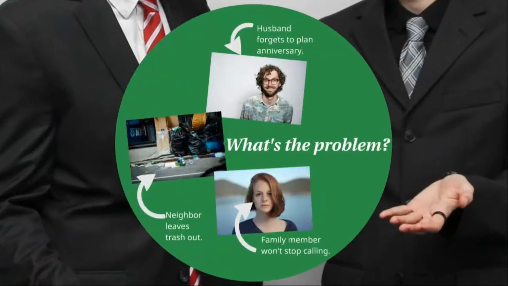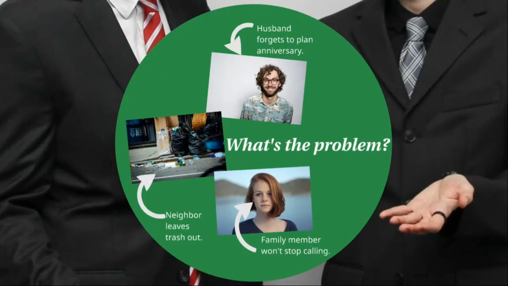The first step to resolving conflict is to identify what is causing the conflict. Think about the problem you're facing. We'll use a few scenarios here. 3 potential conflicts are that your husband forgot to plan your anniversary celebration, your neighbor left the trash out all week, or your family member won't stop calling. It is helpful to think about what is causing you turmoil in order to identify the next step. As you go through this conflict model together, pick one problem that you are having and follow along in the accompanying PDF that goes along with this module.